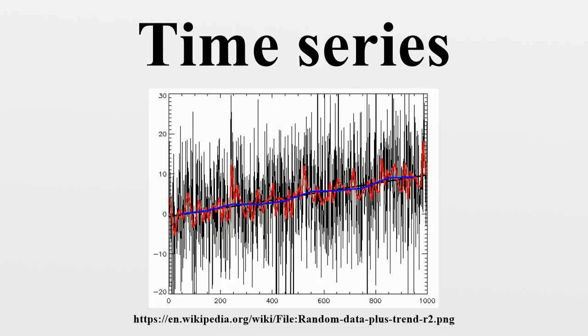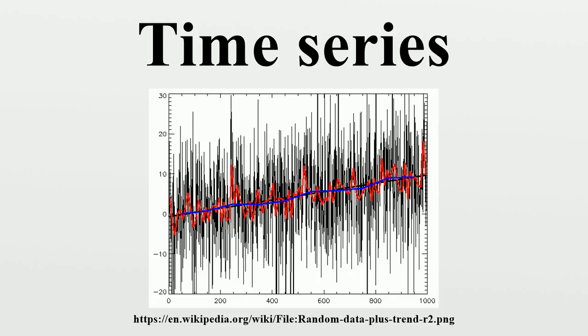A stochastic model for a time series will generally reflect the fact that observations close together in time will be more closely related than observations further apart. In addition, time series models will often make use of the natural one-way ordering of time so that values for a given period will be expressed as deriving in some way from past values, rather than from future values. Time series analysis can be applied to real-valued, continuous data, discrete numeric data, or discrete symbolic data.